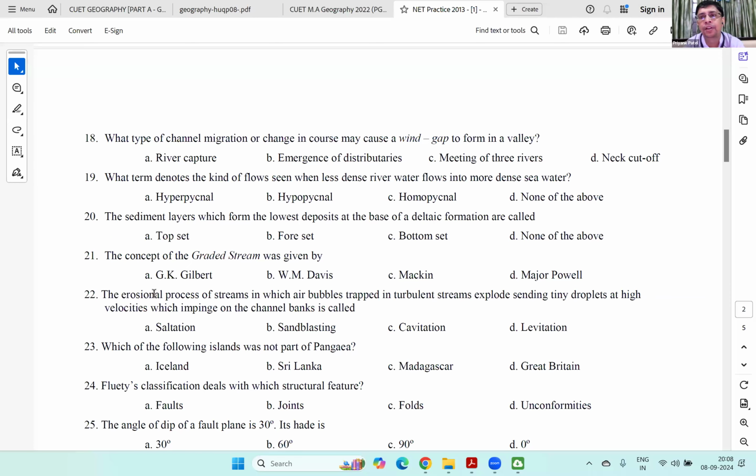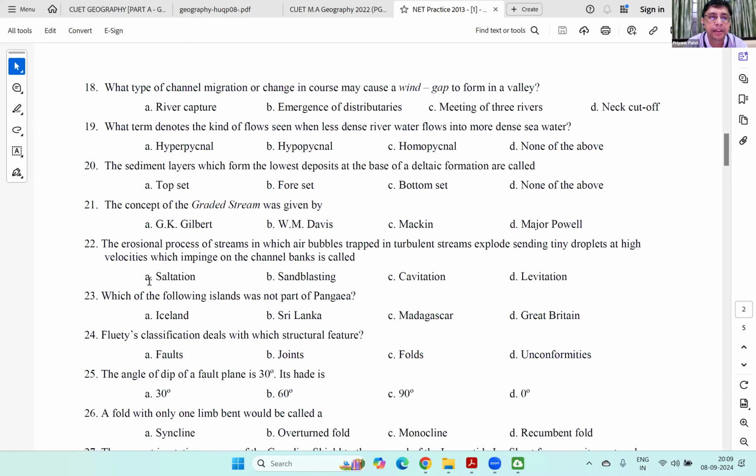Okay, then if the angle of dip of a fault plane is 30 degrees, what is its head? Head is 60, because dip and head are complementary to each other. So 90 minus 30 is 60. So B, 25B is the correct answer.